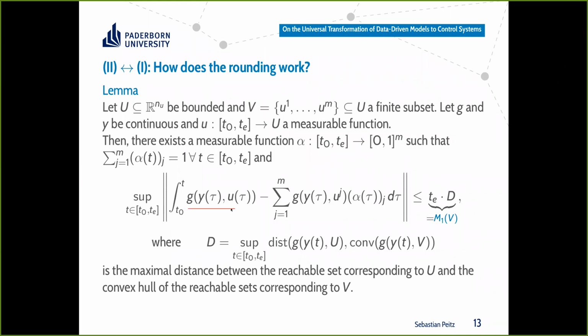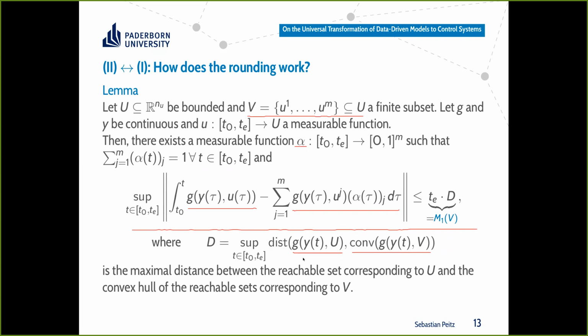You have here our true system, the control input system, and we have here our system that is the convex combination of these different autonomous systems that are contained in V. So I have this bounded set U, I have a subset V, and G and Y need to be continuous, and U a measurable function. Then we can show that for any control function U, we can find a parameter alpha or a trajectory alpha such that we can bound the difference between these two right-hand sides, so to speak. So you see that we have a bound which depends on the final time, and this D, which is now the distance between the reachable set of our autonomous system and the convex hull of the reachable sets of these autonomous systems that are described by V.